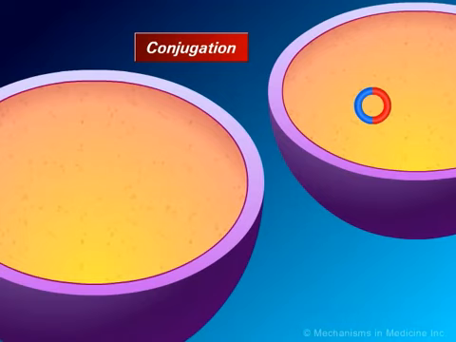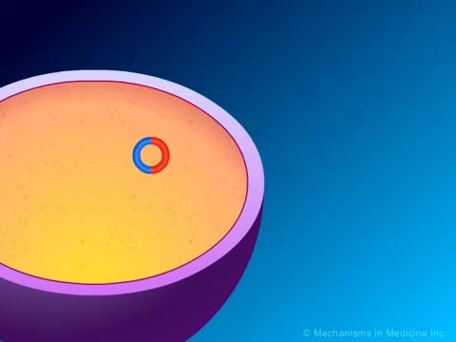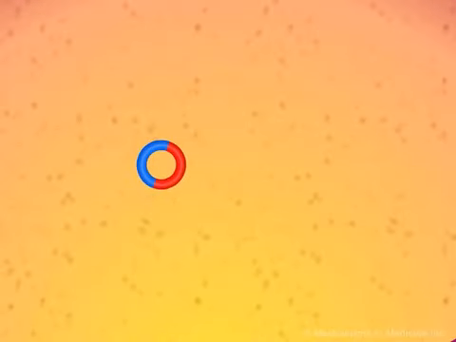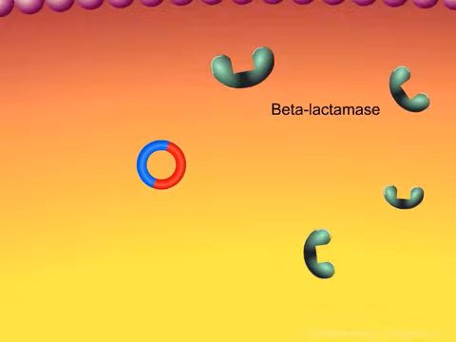When two bacteria come into close contact with each other, a small channel is created between them, which allows one of the bacteria to pass a copy of the resistance plasmid to the other. If the plasmid is transcribed and translated, the bacteria will begin to produce inactivating enzymes. These enzymes, capable of destroying beta-lactam antibiotics, are known as beta-lactamases.